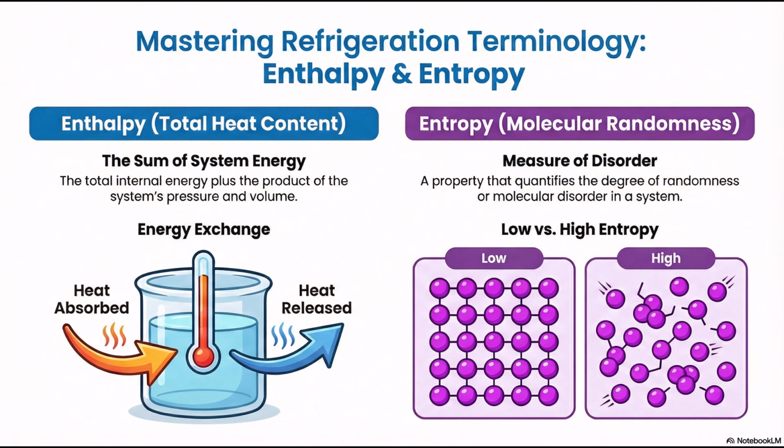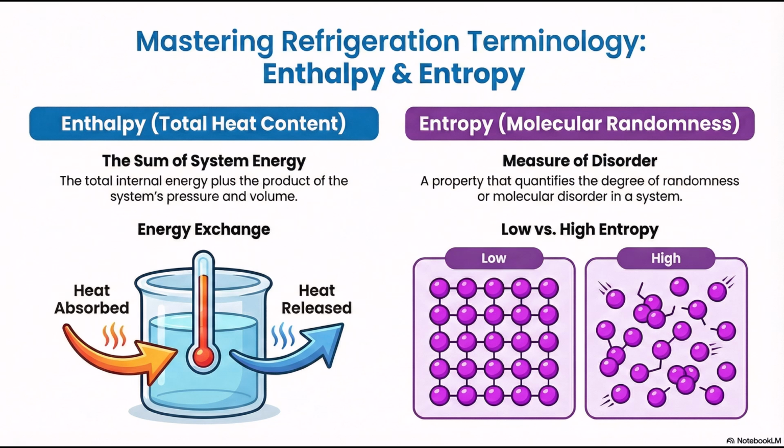But they need energy to do it. They do. And if we don't supply that energy from the outside right at that moment, where do they get it? From themselves. They have to steal it from their own energy. Yes. They convert their own internal energy, which is temperature, into the kinetic energy they need to fly apart. So the temperature plummets. Drastically. That's why an expanding gas gets cold.